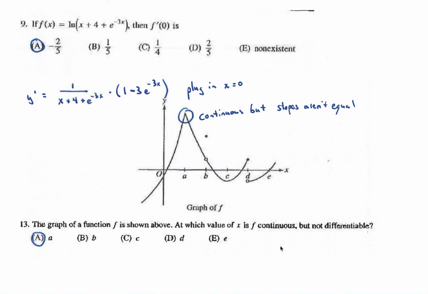We want to say when is it continuous but not differentiable, okay? Here, no limit, not continuous. Here, there is a limit but not continuous. Here, it's continuous but it's not differentiable.